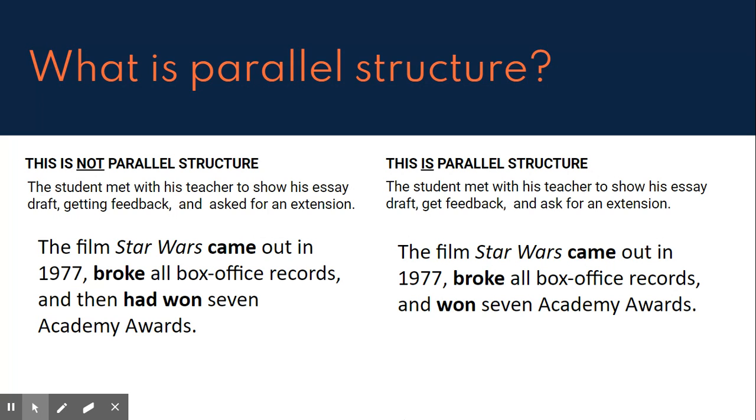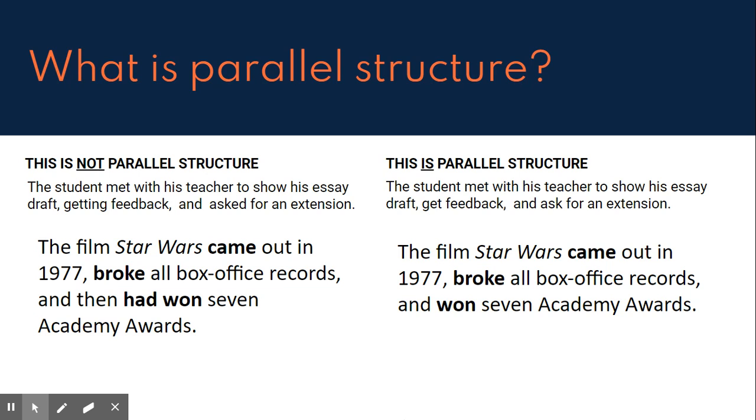Today, we're going to talk about parallel structure, which is also known as parallelism. So, if you hear both of those terms used interchangeably, please don't get confused. Parallel structure deals with the way we structure our sentences. Let's look at these two examples.